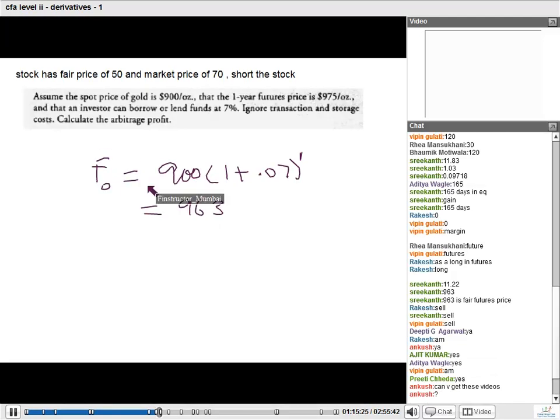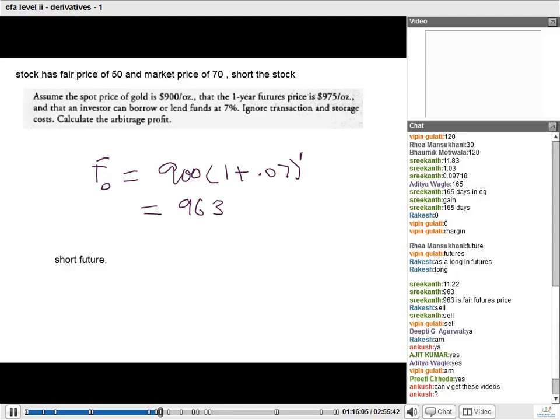Now the fair forward price is 963. The observed forward price is 975, or the futures price. So what will you do? You will short the future. So remember, in arbitrage, identify any one market as cheap or expensive. So if you've identified any one market as cheap, just long it. If you've identified any market as expensive, just short it. In this case, we have identified the futures market as expensive because the futures price is 975 and the fair futures price should be 963. So simply short the future.